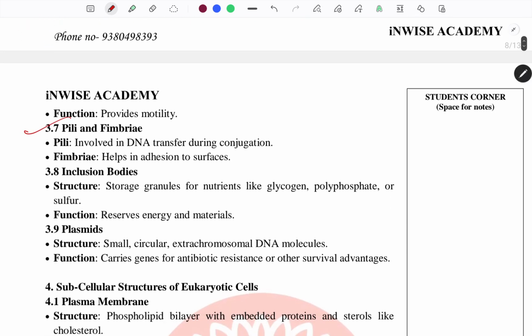And the next part of the prokaryotic cell is the pili, or fimbriae. What is the function of pili? It is involved in DNA transfer during conjugation. In the case of bacteria, there are three modes of DNA transfer.